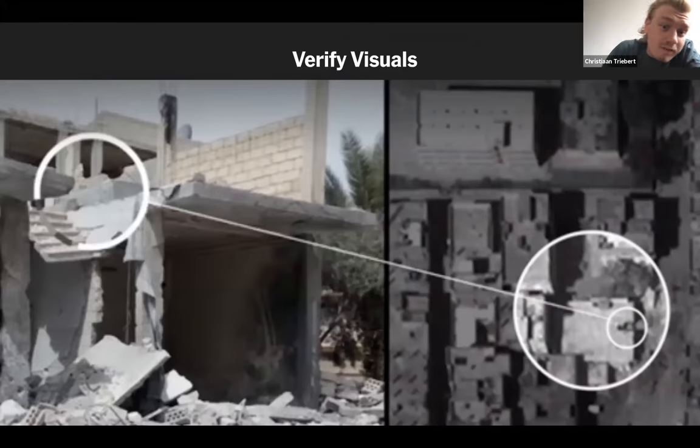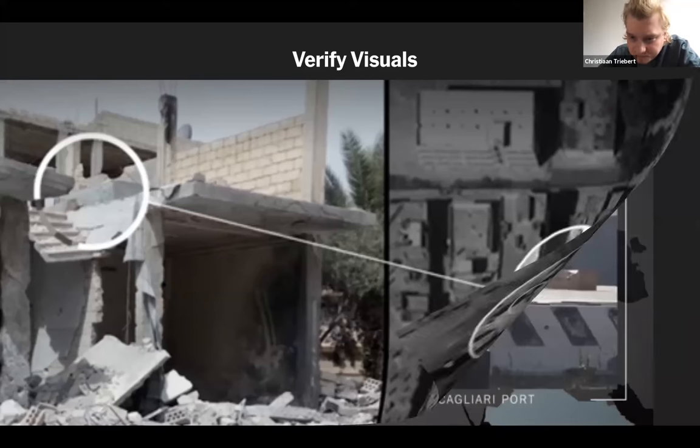Another thing is verifying the visuals, right? This is a process we call geolocation. So on the left we have the source image, and on the right we have a reference image, which is a satellite image in this case, and we try to link the visual features that we see in the source image to a satellite image, for example, or another image from a ground perspective, to make sure that it's from the same location.